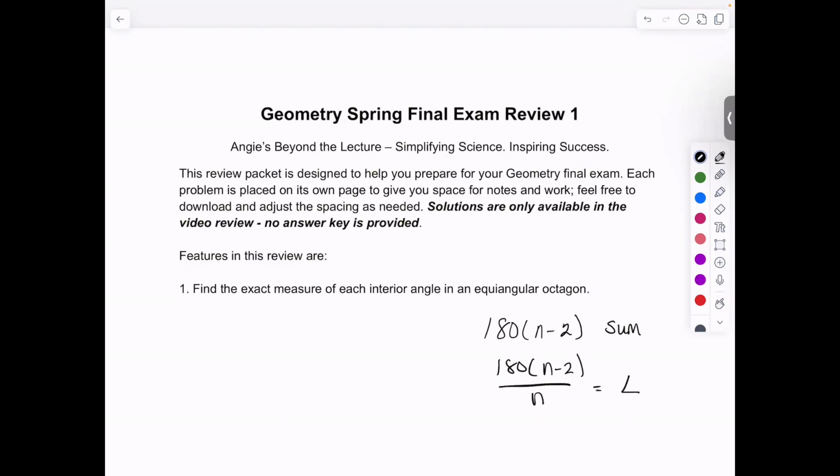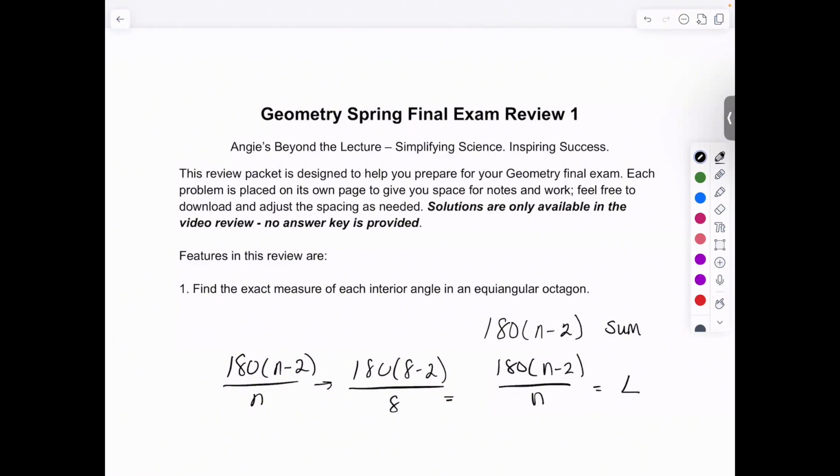And now all we have to do here is just simply plug in. If we have an octagon, that's an 8-sided figure, like our stop signs. So we have 180 times n minus 2 all over n. That's going to be 180 times 8 minus 2, all over 8. And this is going to be simply, plug into the calculator. We'll have 180 times 6 and divide out by 8.